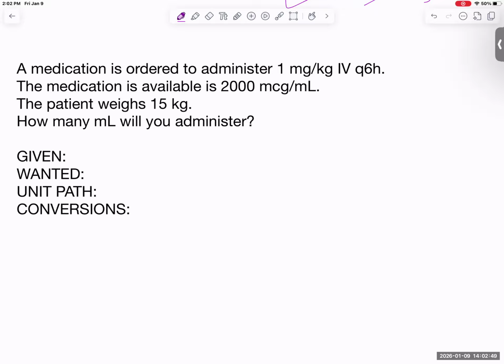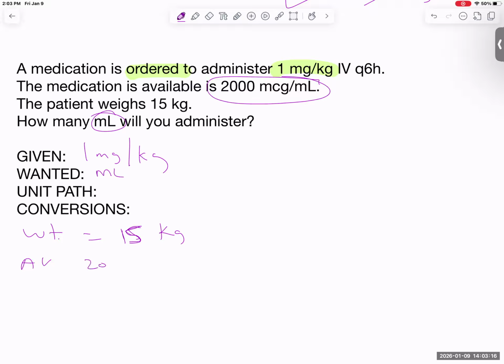A medication is ordered to be administered. Ordered, that's the given: 1 milligram per kilogram. I got a weight, so that's 15 kilograms. And I know I can just multiply that by 2.2, and that will give me their weight, which is 33 pounds. All right, and you will get there. You'll be able to rattle this off. And the wanted, well, this one tells you it's milliliters, but we know it's milliliters because that's how it comes. So available is 2,000 micrograms per milliliter.